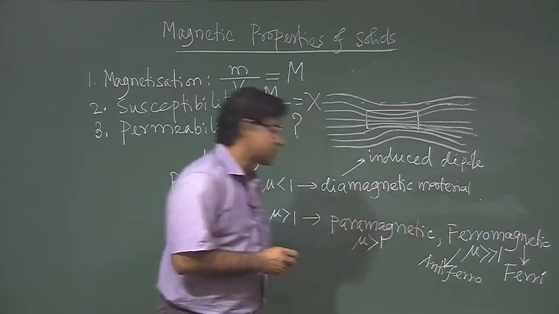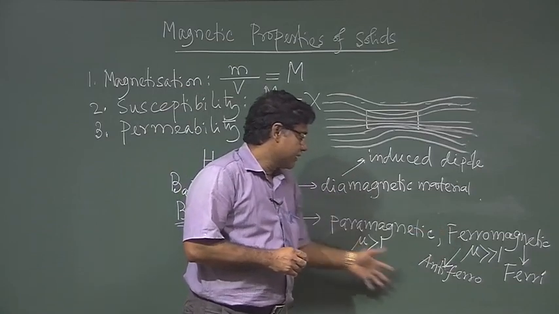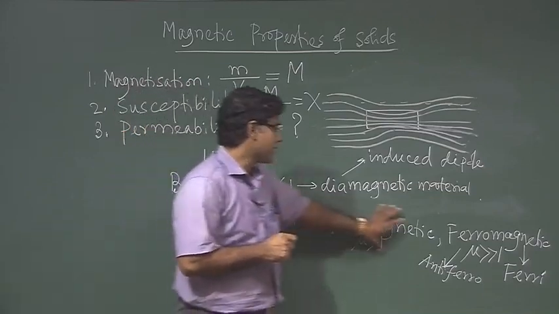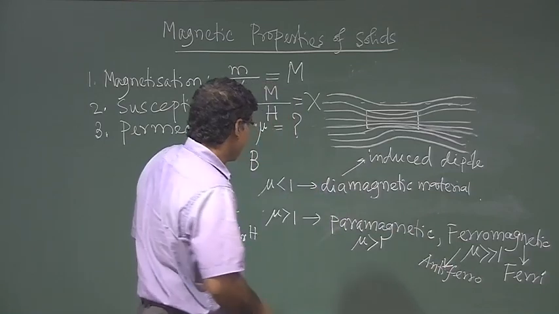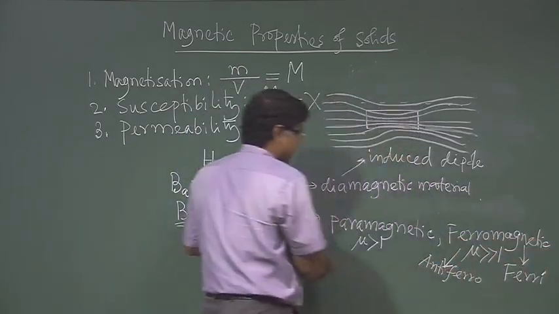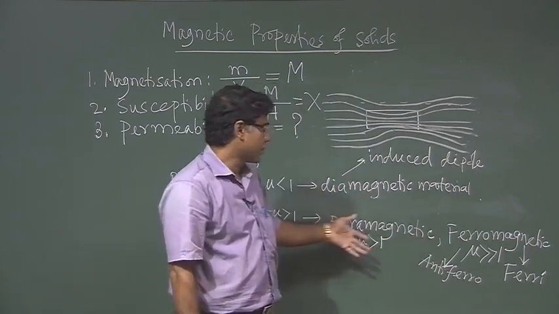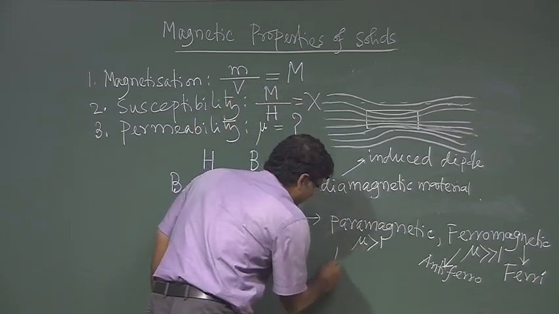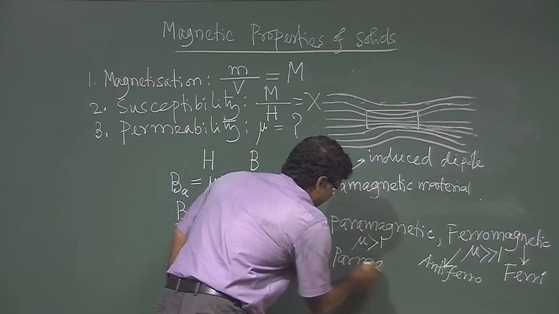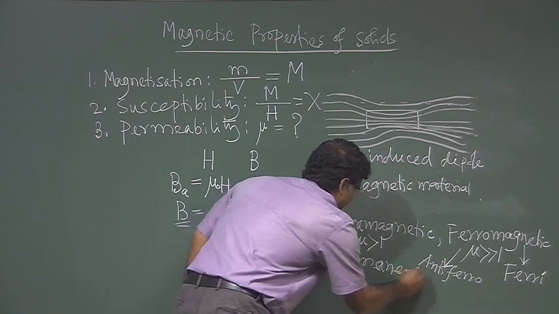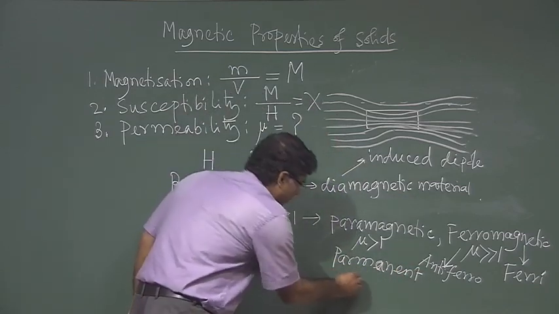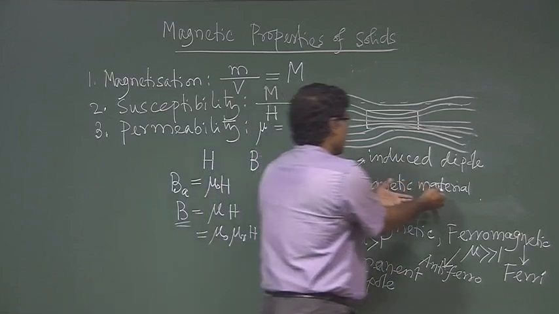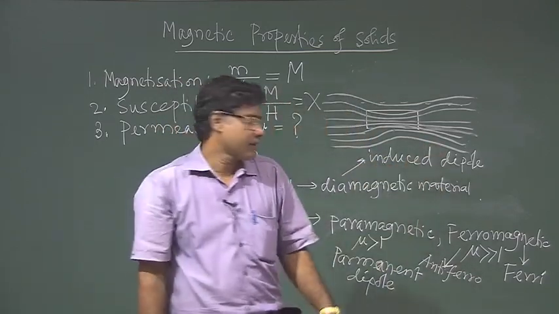But in this case, this property of the material is shown by those materials which are having permanent dipole moment. Okay. So, permanent dipole moment is compulsory to get this type of property, ferromagnetic property or paramagnetic property, antiferromagnetic property or ferrimagnetic property. So, for this, permanent dipole moment is responsible, okay. And for the diamagnetic property, the induced dipole moment is responsible. Okay.